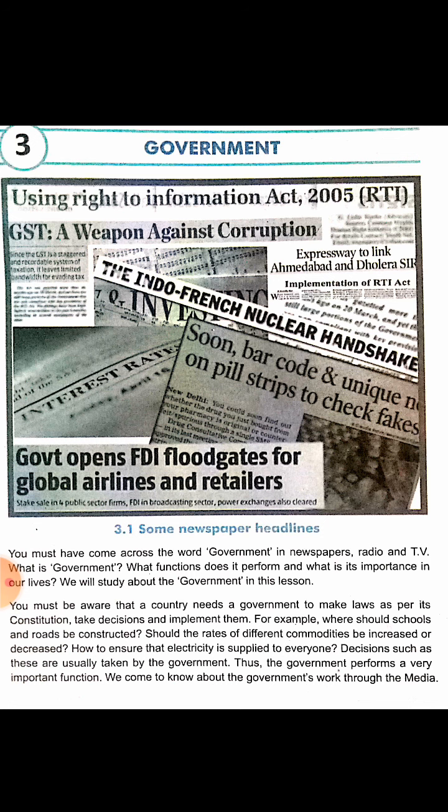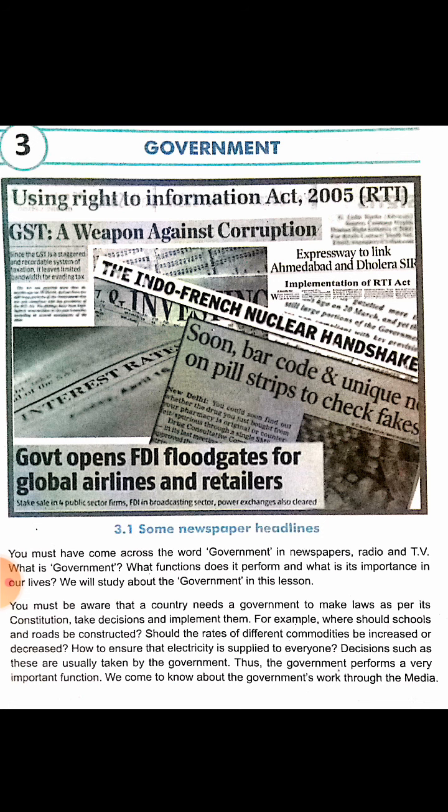So I have already said the third chapter is related to government. So the major things related to government we will learn in this third chapter. Take your textbook, lesson number 3, page number 13. At the beginning itself, there are some newspaper headings related to governments, so that you can read by yourself. We will start our lesson.